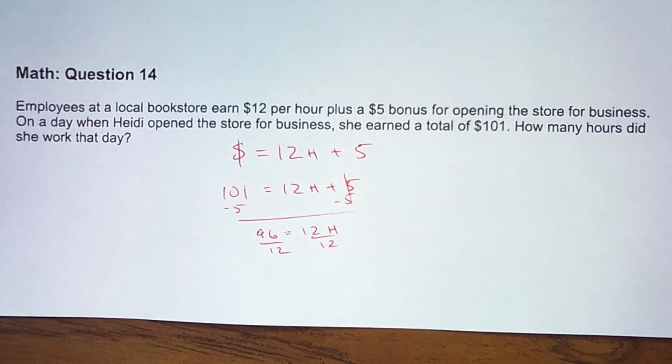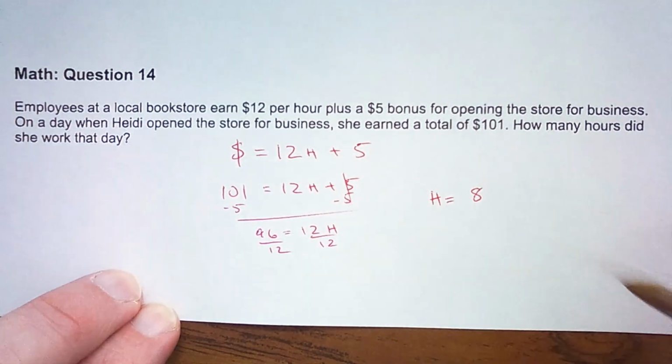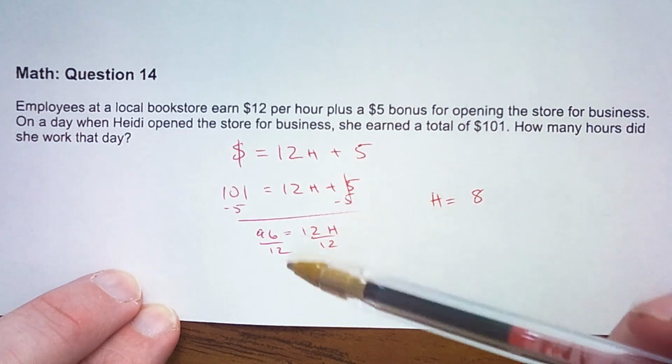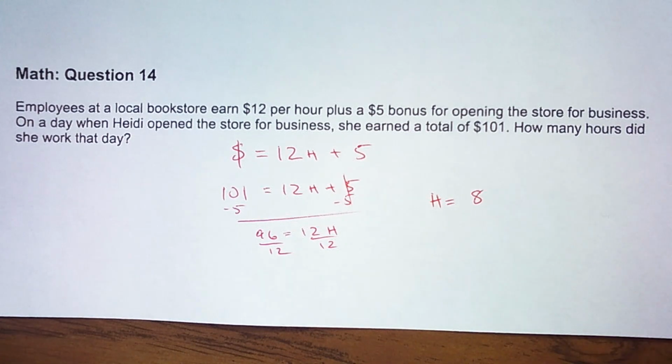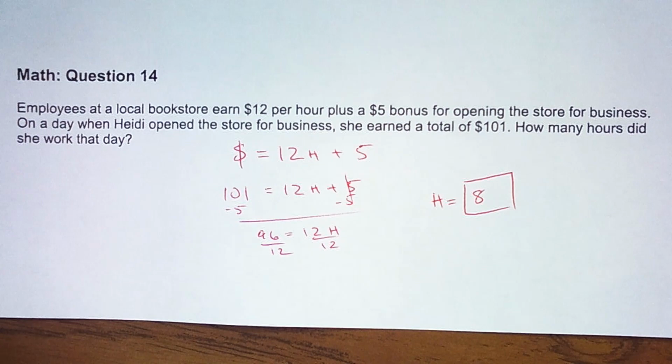So remember, this is a no calculator portion. Okay, so let's just count by 12. So we've got 12, 24, 36, 48, 60, 72, 84, 96. It took me 8 sets of 12 to get to 96. So that means she worked 8 hours. Okay, so now this was not multiple choice, which means we're going to be filling in a grid for this one. In the grid, we'll just put the number 8.